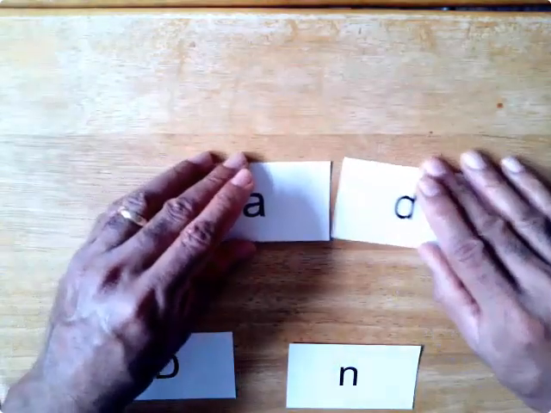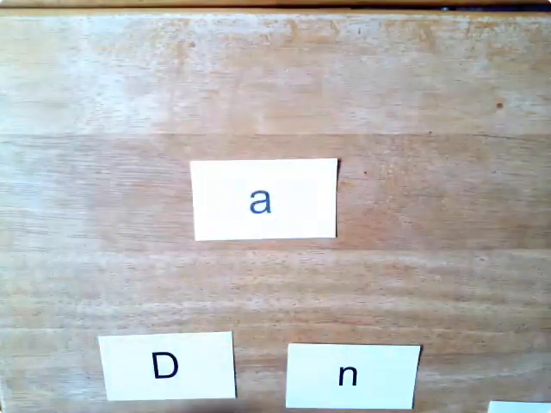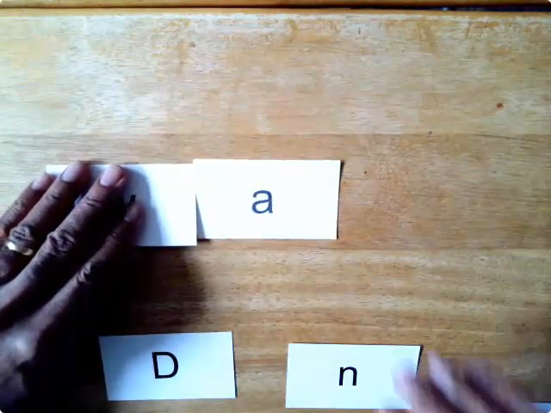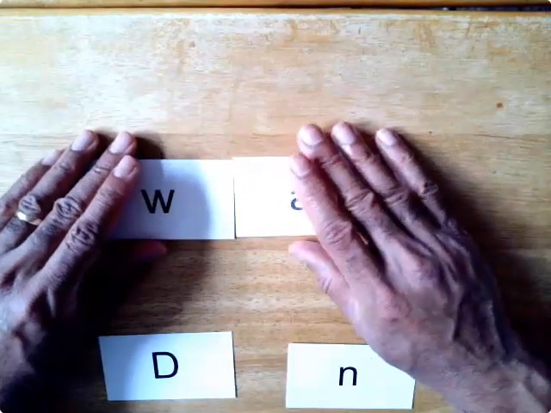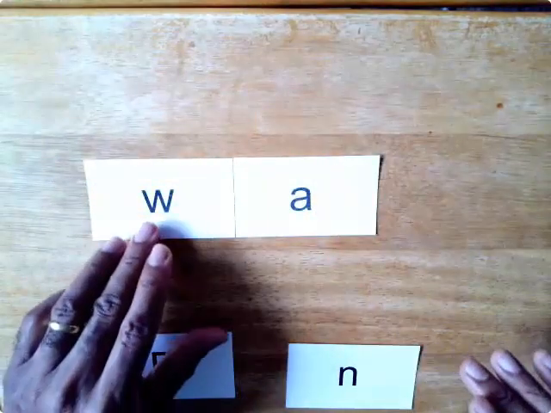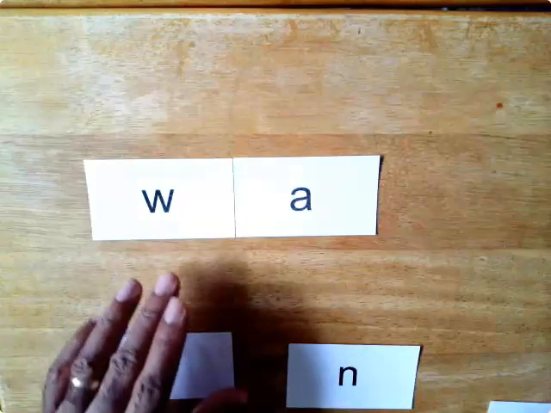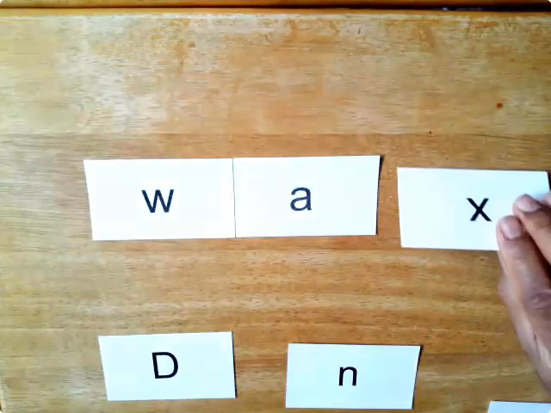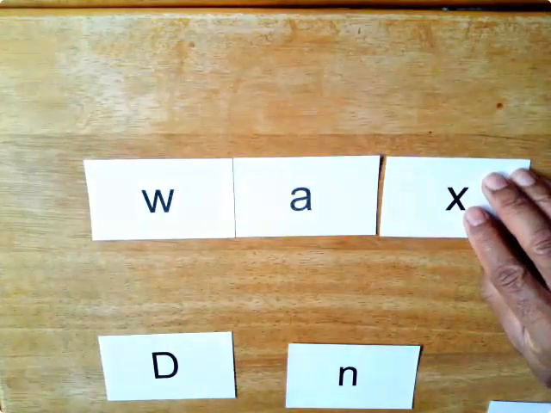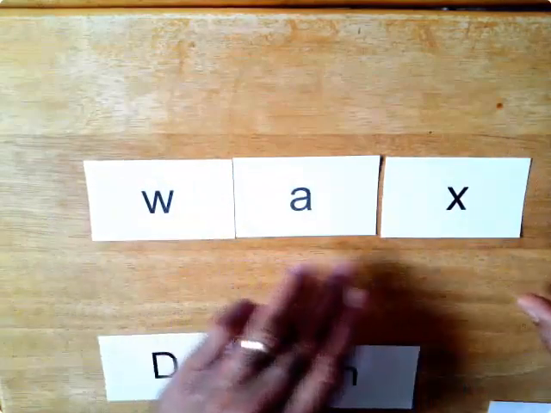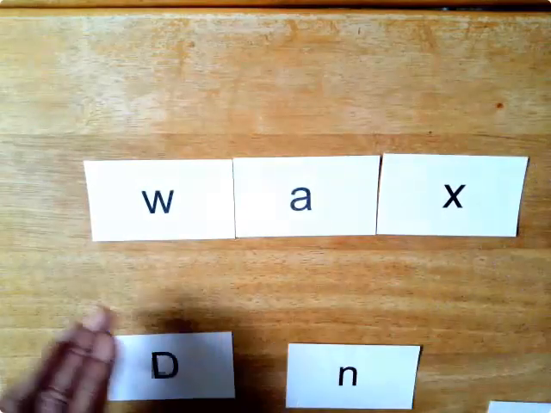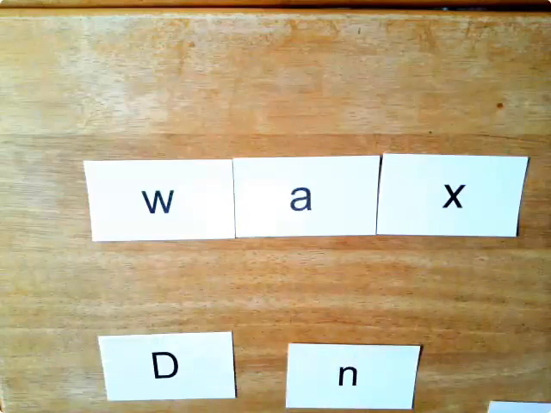Okay. Wow, let's leave our vowel sound there. And we're going to add a W to the beginning. And that's going to be w. The W will stand for w. And we'll say w-a. Oh, we need another letter. X. W-a-x. Wax. So you see, we've made another word. Wax. Okay, take a moment and put this word together.